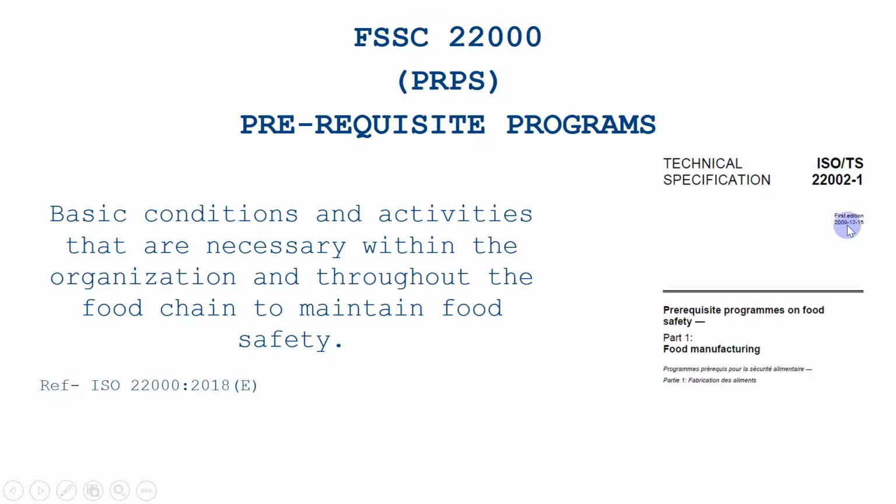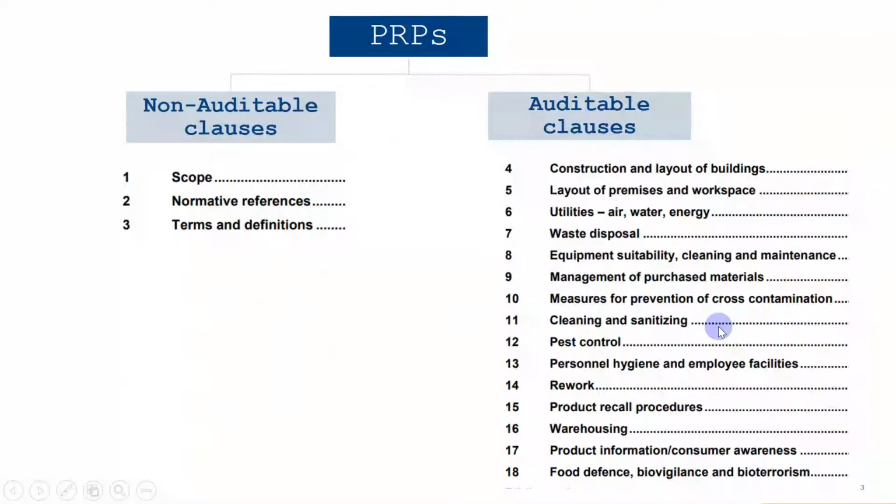So what is meant by PRPs? Before going into the details, let's see what is meant by prerequisite program. All the basic conditions and activities that we do throughout the food supply chain to avoid food hazards are called PRPs. I have taken this definition from the standard.